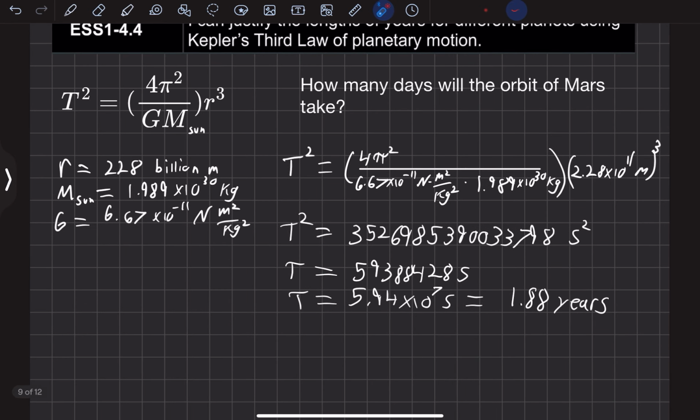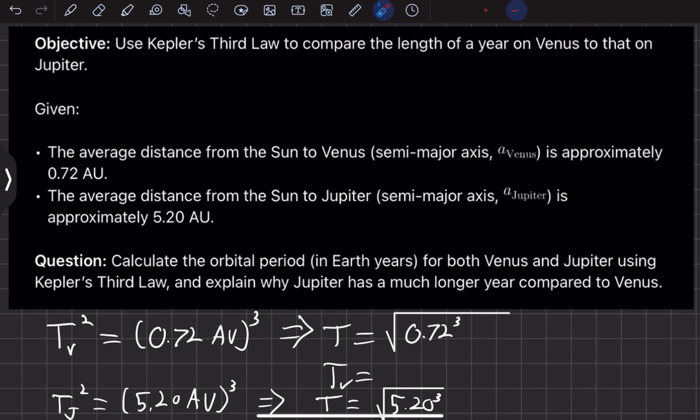This takes the calculation that we did previously and simplifies it greatly, so long as we know what the astronomical units are and we know what the Earth years are. Let's see an application of that. So here's the objective. We're going to use Kepler's third law to compare the length of a year on Venus to that of Jupiter. And we need some givens.